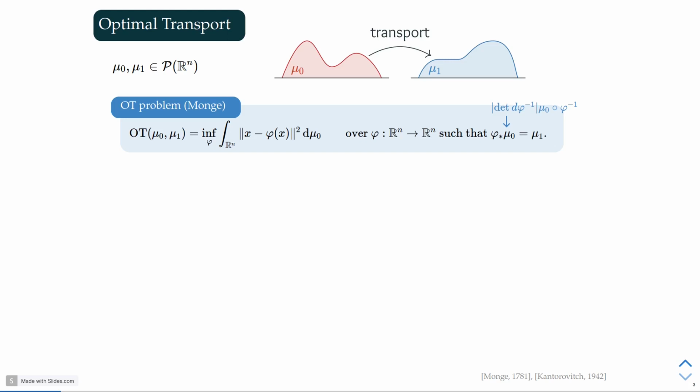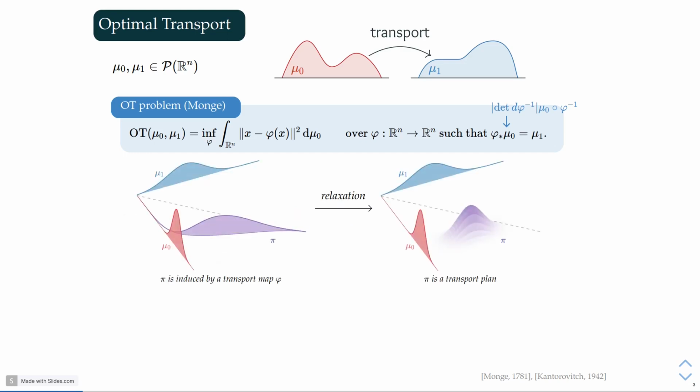So this formulation is very nice, but it has some issues. The first one is that if we want to send one Dirac onto two Diracs, this is not feasible by a map. So this hints towards finding a relaxation of this problem. We want to be able to split the mass of the first measure. So we're going to use something more general than just maps. We're going to use transport plans, which is a generalization that can split the mass. And mathematically, it's just a probability measure on the product space.